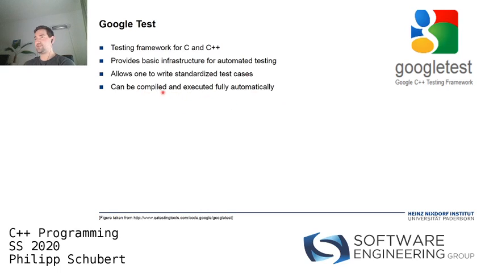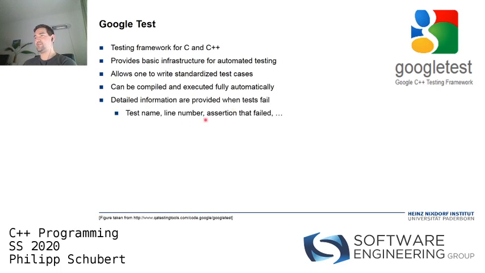Tests can be compiled and executed fully automatically. You just have to type some commands to your machine and it will automatically compile and run them. Because what doesn't scale is if you run stuff by hand, that doesn't work at all. You also get detailed information whenever a test fails. It will give you the test name, the line number, and also the assertion that failed, and then you can go ahead and fix that.